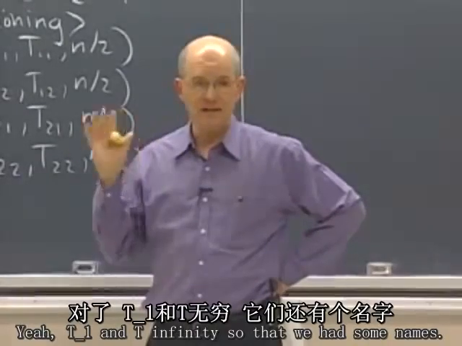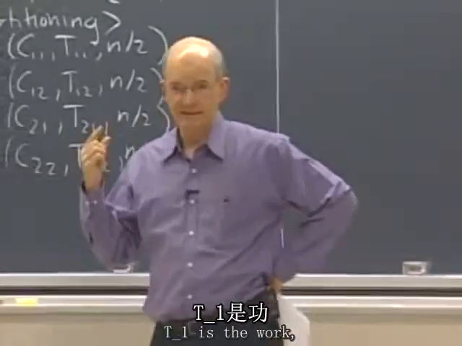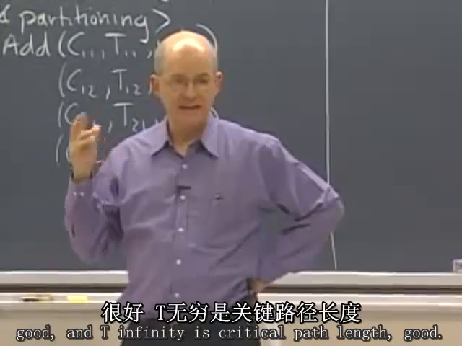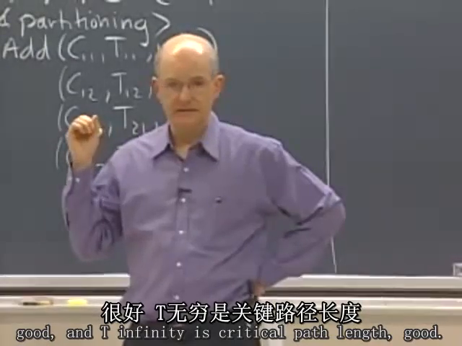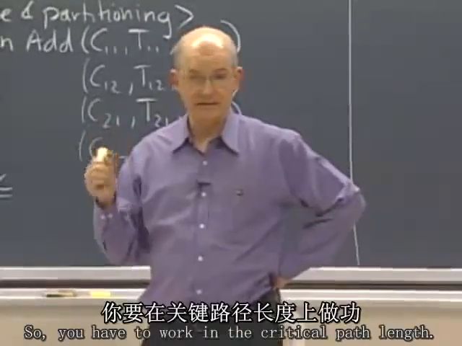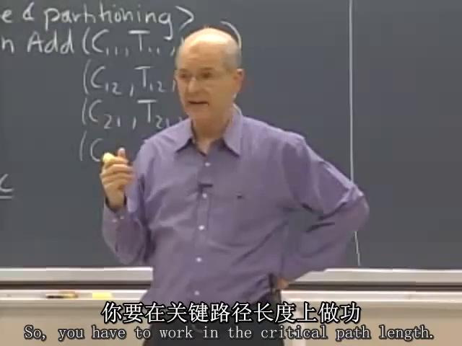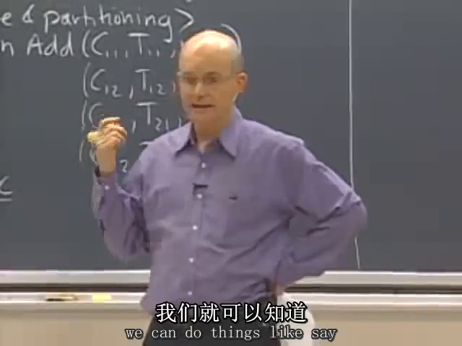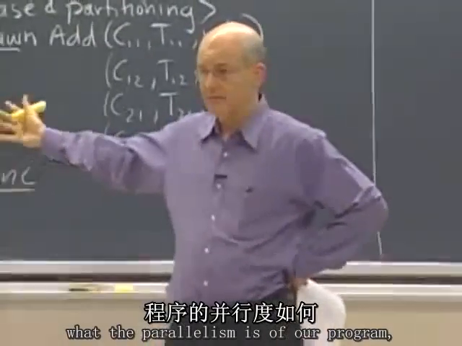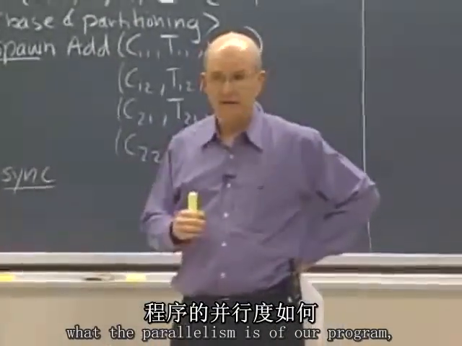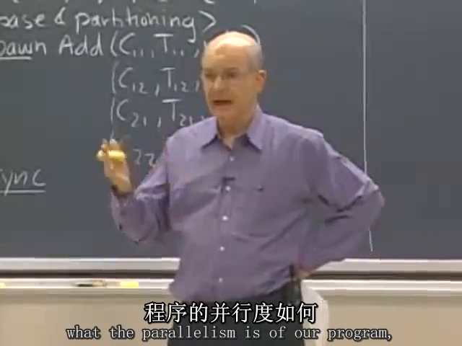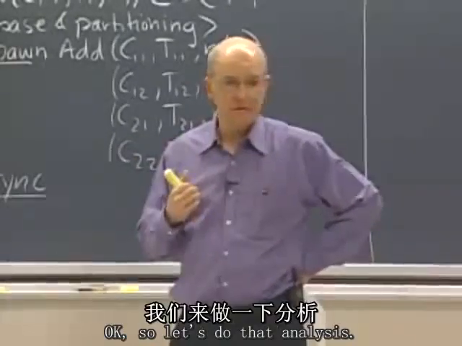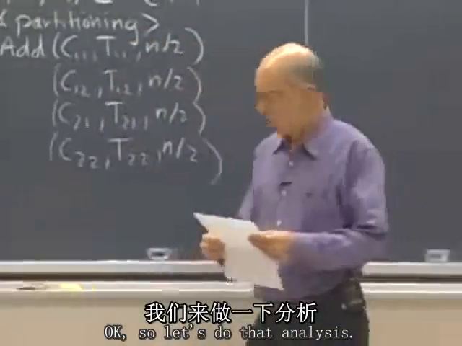Yeah, T1 and T infinity, so that we had some names. T1 is the work, good, and T infinity is critical path length, good, okay? So you have the work and the critical path length. If we know the work and the critical path length, we can do things like say what the parallelism is of our program, and from that understand how many processors it makes sense to run this program on. Okay? So let's do that analysis.